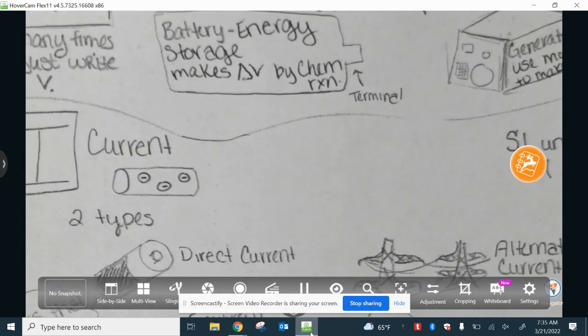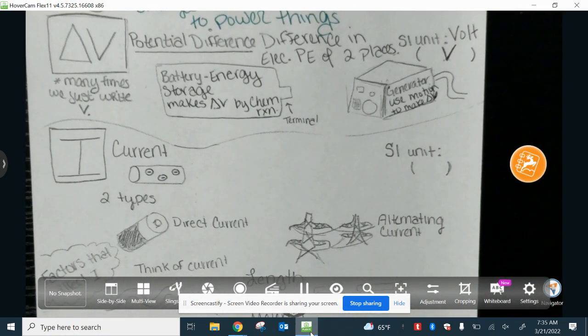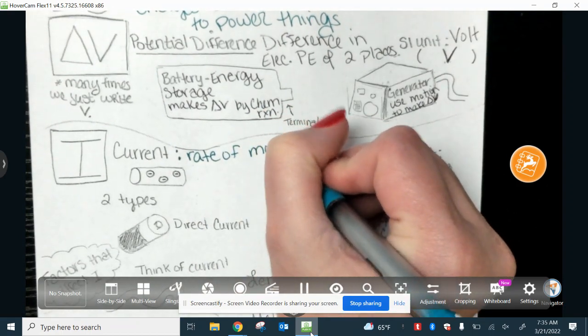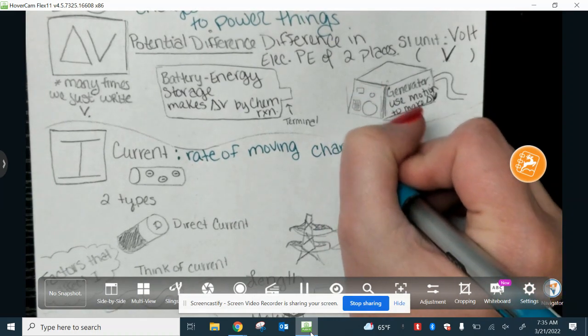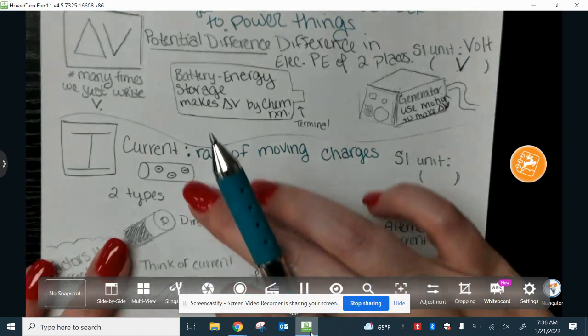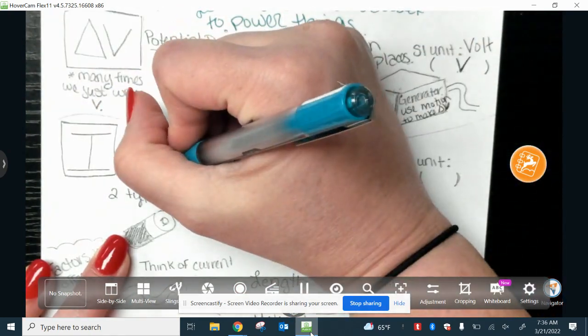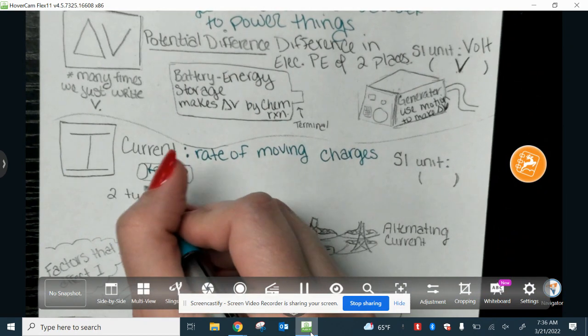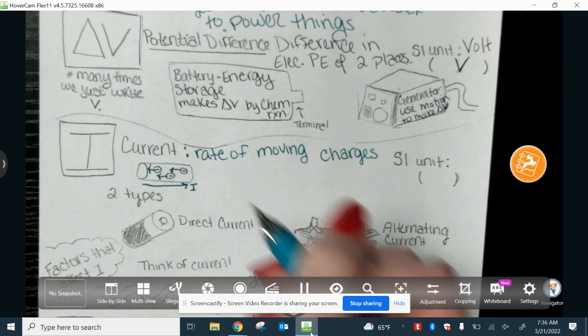All right. So the next one we have to talk about is current. Current is abbreviated with an I, because it just is, and it means the rate of moving charges. So here is a cross section of wire. If the charges are all moving off to the left, you will actually have a current to the right.